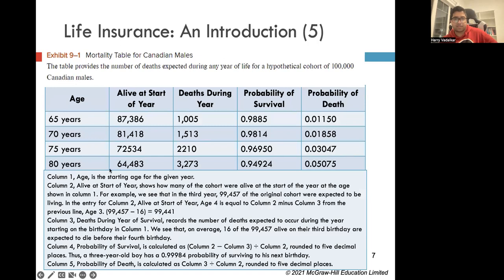So they have given some examples. Probability of death goes up as you age. Okay, so this is the probability of death. Probability of death actually goes up as a person ages. So there is a 5% probability that a person who is 80 years old, a Canadian male, dies. But there is only a 1% probability that a 65-year-old person has an event of death.